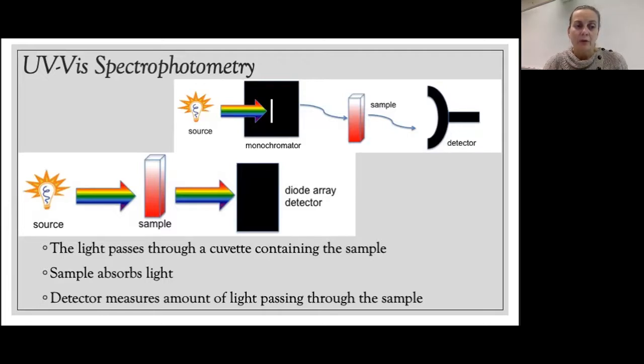There's also UV vis spectrophotometers that can measure the entire range of visible and UV light and then measure the amount of light that passes through. This light, the amount of light that passes through, is directly proportional to concentration. And so spectrophotometry can be used along with something called Beer's law to determine concentration of a sample.